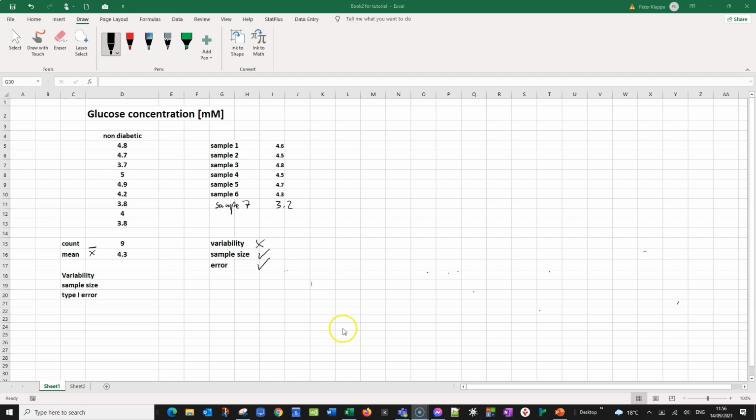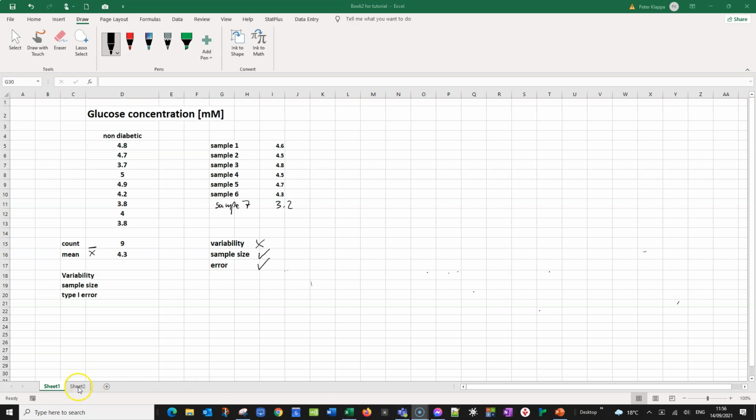Okay, now let's see how we can actually determine a confidence interval here for our non-diabetic group of people. And as we said in the previous session, we need to have an idea about the variability. We need a sample size and we need the error. The good thing is we can use just simply one sample that we've taken here.